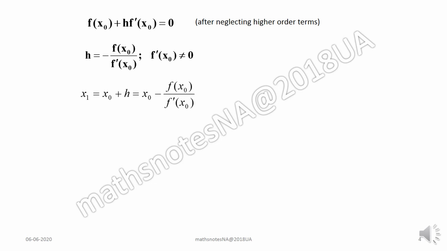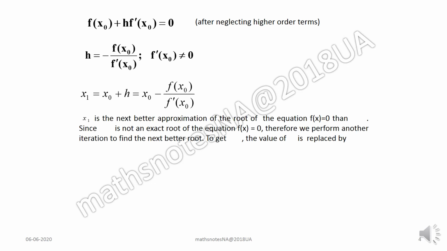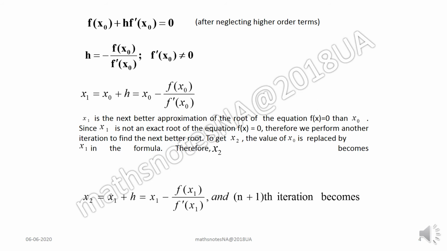So x1 is the next better approximation of the root of the equation f(x) is equal to 0, than x0. Since x1 is not an exact root of the equation f(x) is equal to 0, therefore we perform another iteration to find the next better root. To get x2, the value of x0 is replaced by x1 in the formula. Therefore x2 becomes x1 plus h, which is equal to x1 minus f(x1) upon f'(x1).